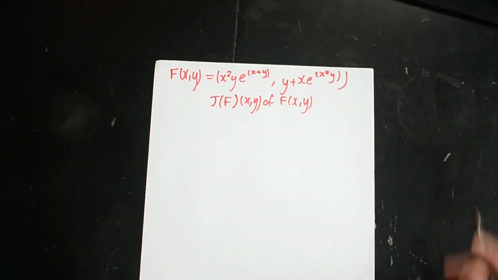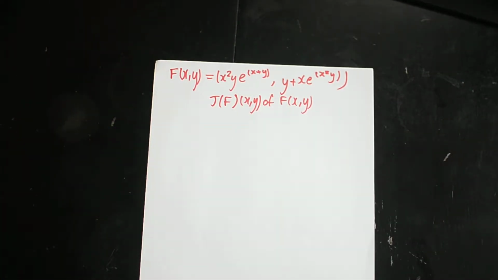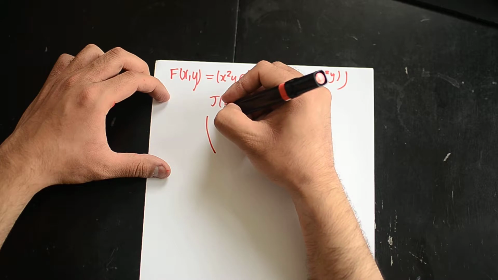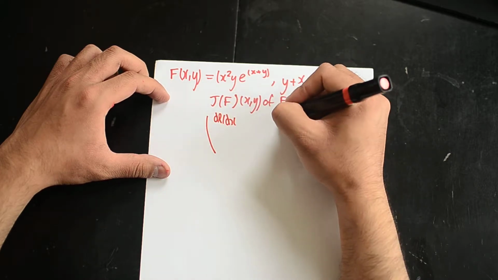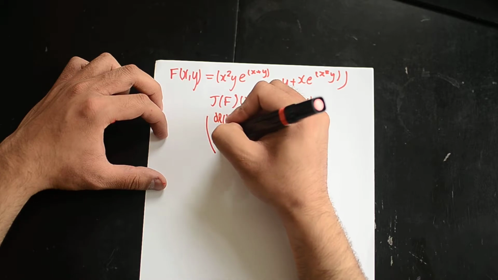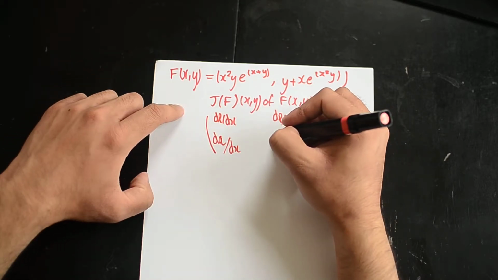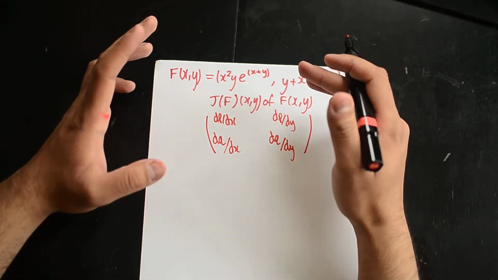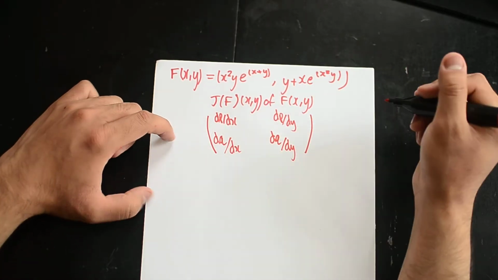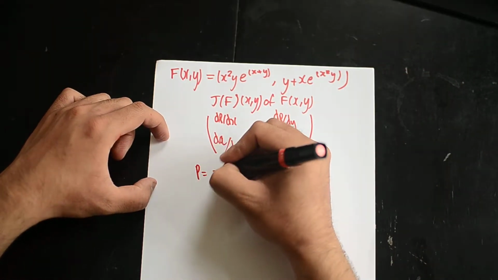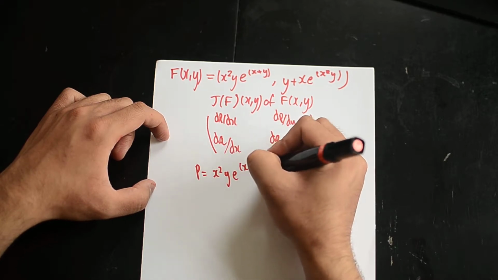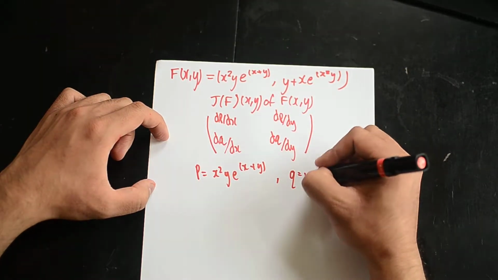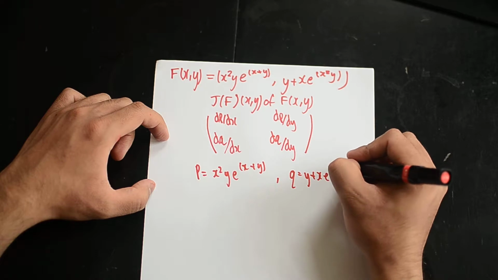So obviously with a Jacobian problem, we're looking to try and get it into a form which looks like this. Let's say dp over dx, dp over dy, dq over dx, and dq over dy. So it's meant to look like this. So if I get p to equal x squared y e^(x plus y), and q to be y plus x e^(x squared y).